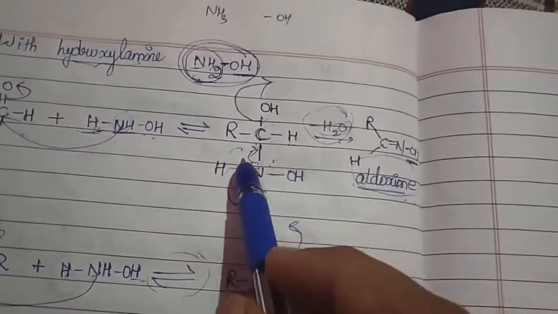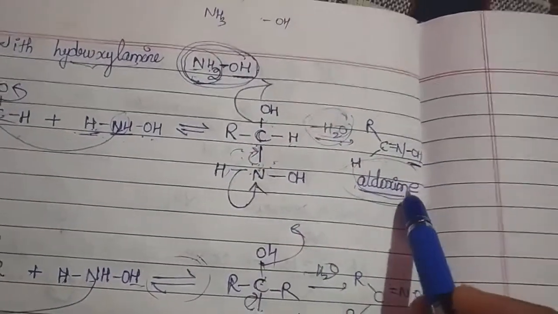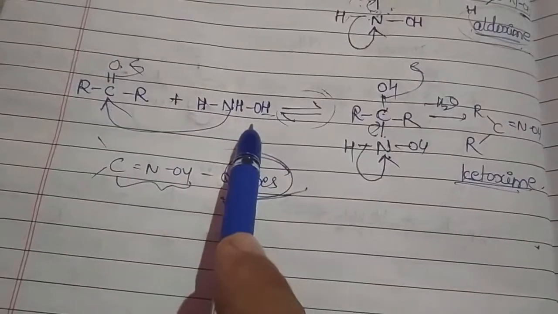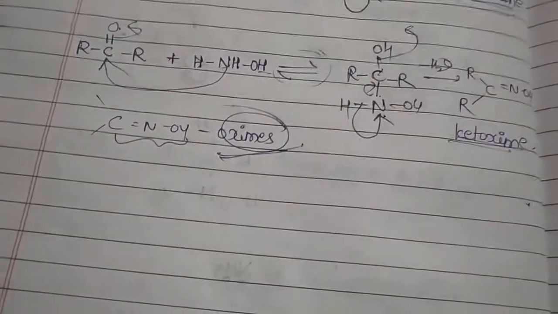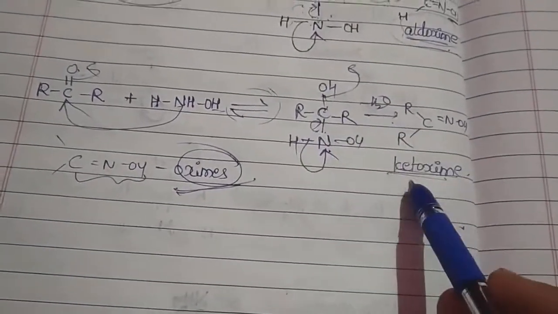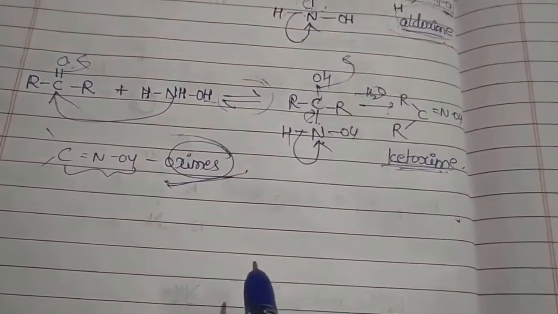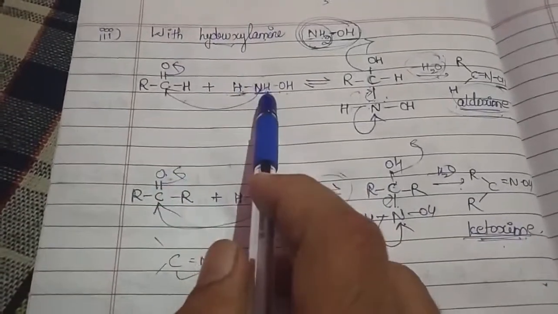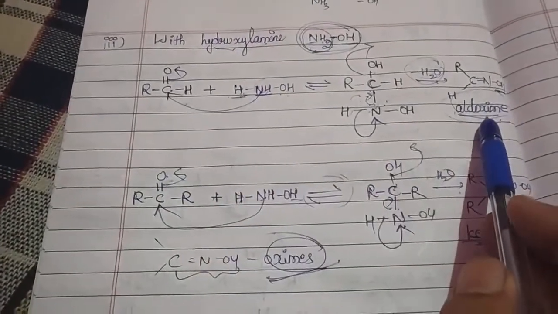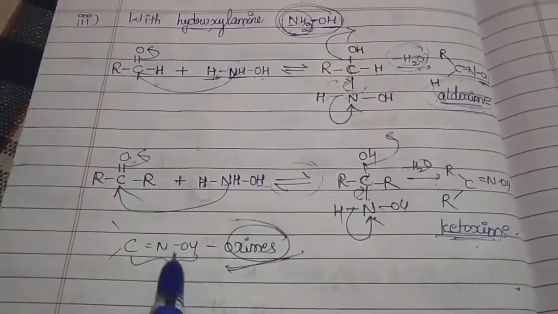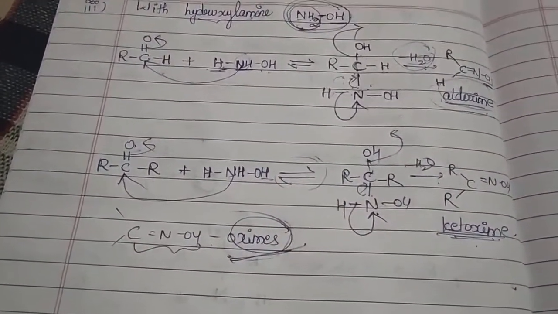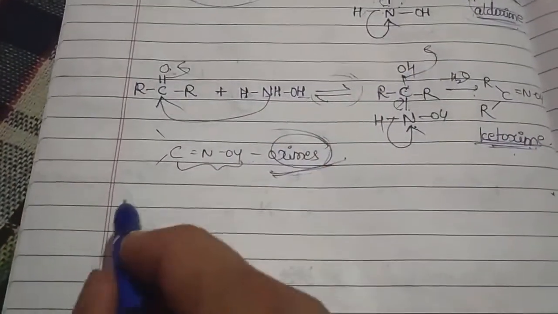And so whenever this happens, the final addition product you get is called what? When you take aldehydes, you get an aldoxime. Similarly, when ketones are treated with hydroxylamine, followed by dehydration, the final product you get is a ketoxime. A ketone treated with hydroxylamine gives a ketoxime. An aldehyde treated with hydroxylamine gives an aldoxime. Generally, C double bond NOH is called an oxime. Is that clear?